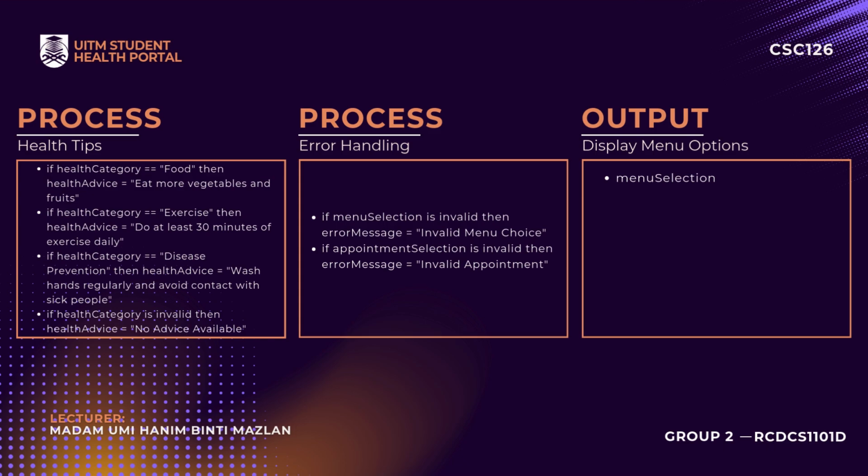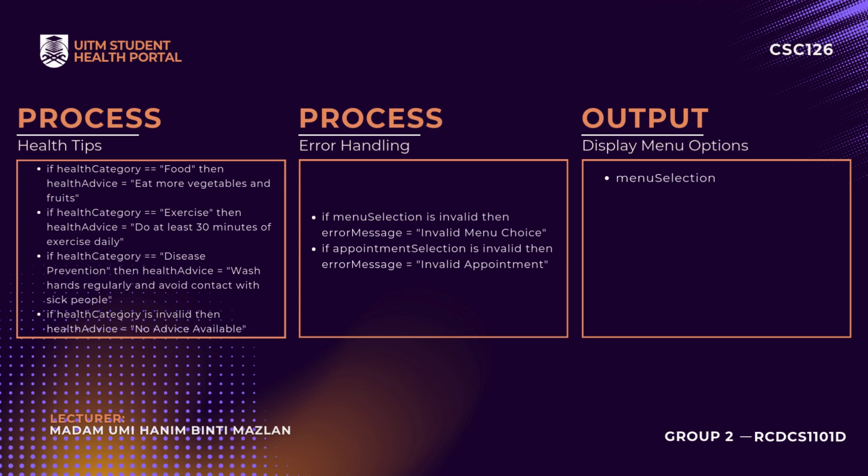For the next process is health tips. This system provides health tips based on user input. For example, selecting food suggests eating more vegetables, while exercise recommends 30 minutes of daily activities. For the error handling, invalid menu or appointment selections give a clear error message to guide the user. For example, if menu selection is invalid, then the error message is invalid menu choice.